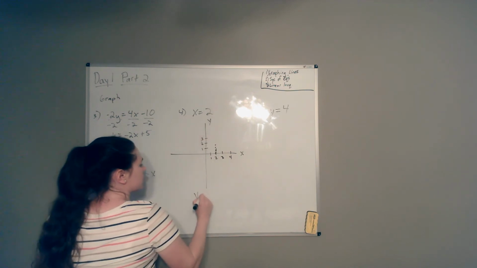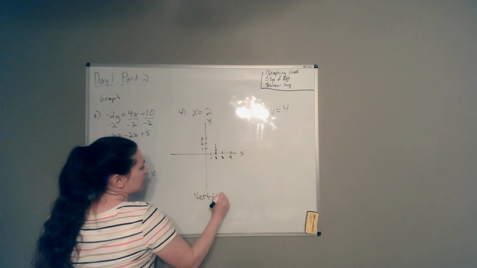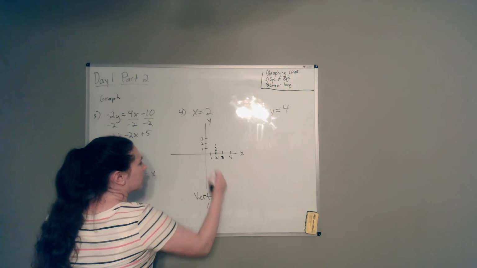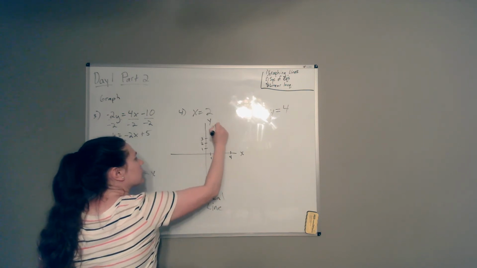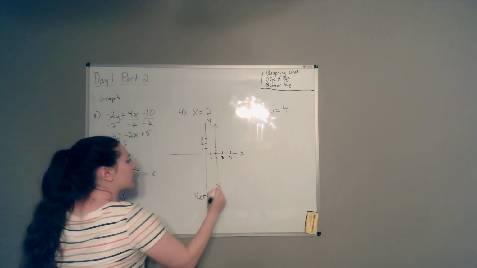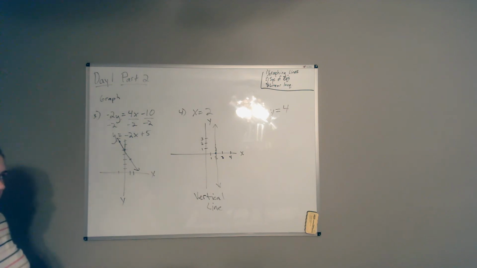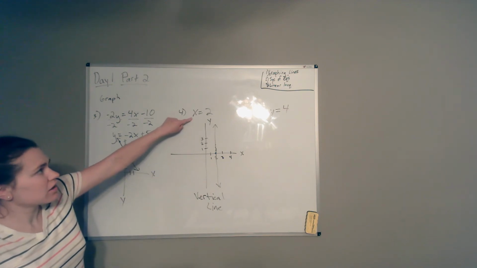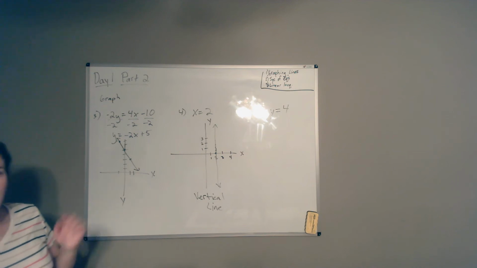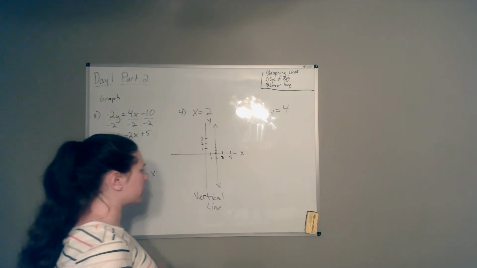X equals 2. This is one of our special lines. This is a vertical line. This is everywhere where x equals 2. Okay? This is saying it doesn't matter what y is, x is going to always be 2. That's a vertical line.